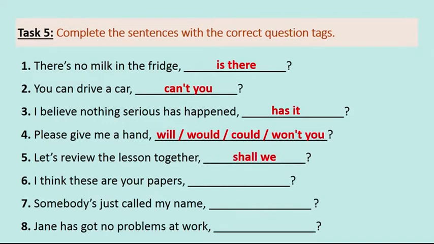Number 6. Here the question tag is for the second clause of the statement, which is these are your papers. So we write aren't they. Number 7. The subject somebody is replaced by they in a question tag. Number 8. The statement has the negative word no, so we use the positive tag has she. You have just completed some exercises related to question tags. Now we move to the second grammar point of Unit 9, which is conditional sentences, type 0.